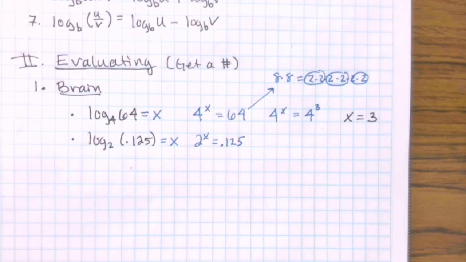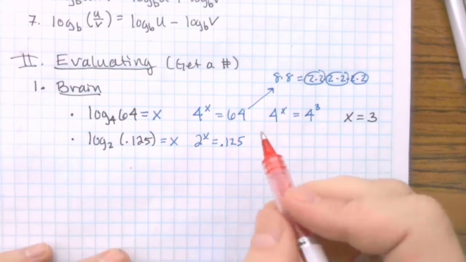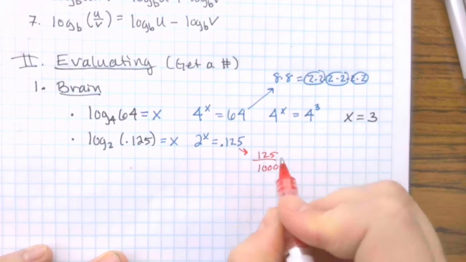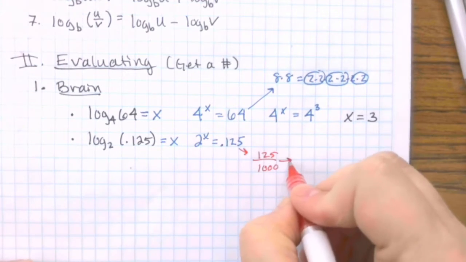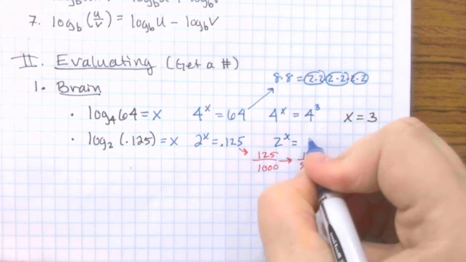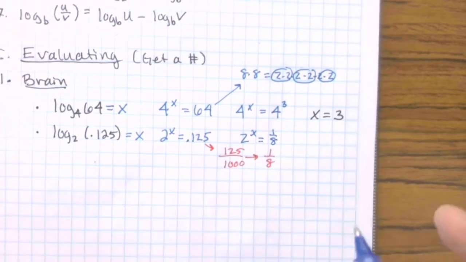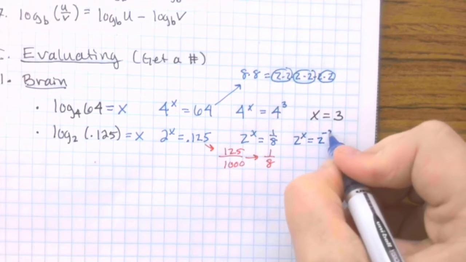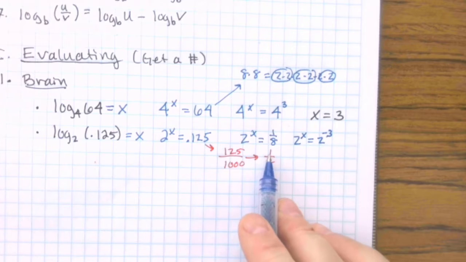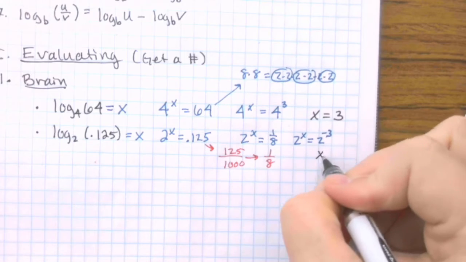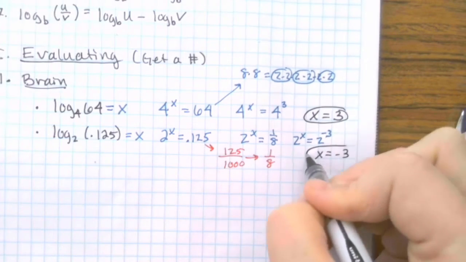And I find that decimals are less handy than other things. So if you remember that 0.125 is actually 125 thousandths, because it's in the 1,000ths place, that actually reduces to 1/8. So if I rewrite this as 2 to the x equals 1/8, then I can rewrite 1/8 as 2 to the negative 3, because 2 times 2 times 2 is 8, and then I need to flip it. So for this problem, x is negative 3. Let me circle those. There we go.